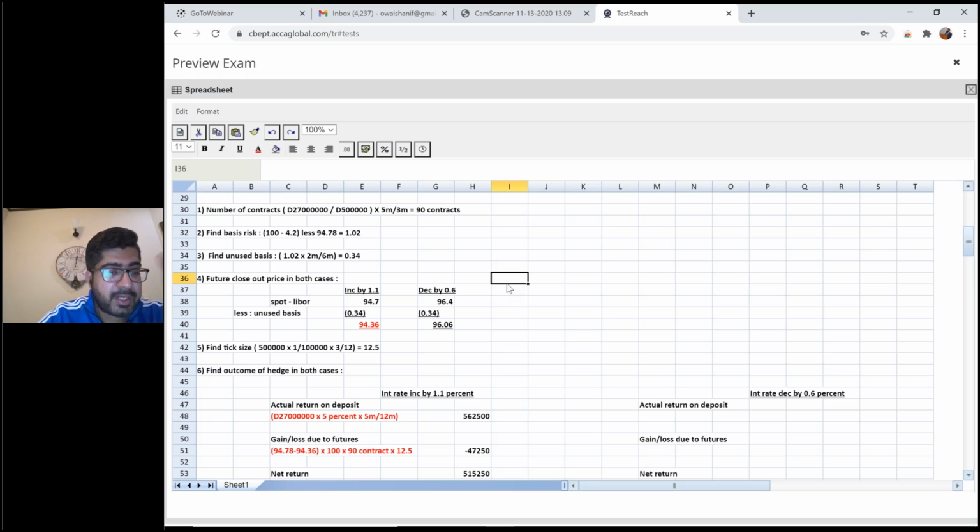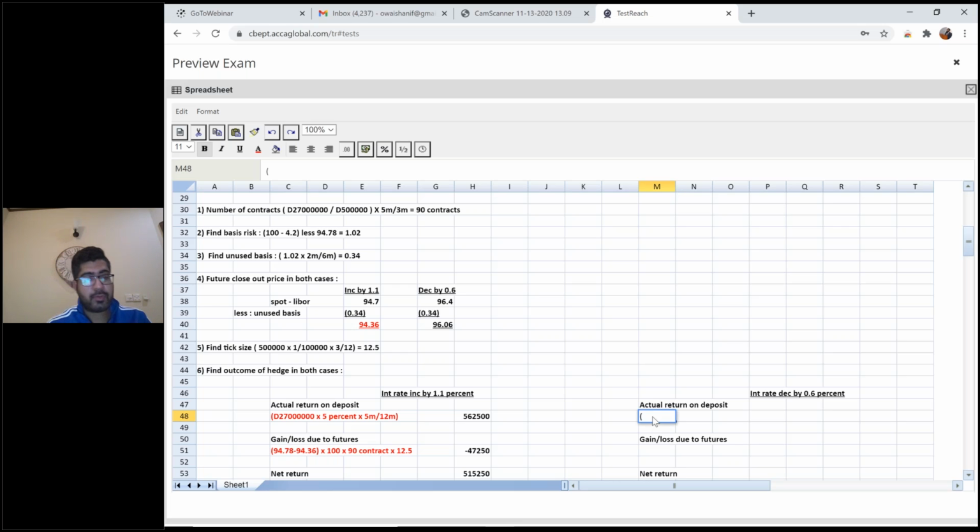So gain or loss? Buy now, sell later is the strategy. Buy at 94.78, sell at 94.36. Loss. Buy higher, sell lower. Loss, and loss reduces return. Just to make sure you understand this properly, let's move to the right side case to verify whether our answer is okay or not. If interest rates decrease by 0.6, it's actual return on deposit, then gain loss due to futures.